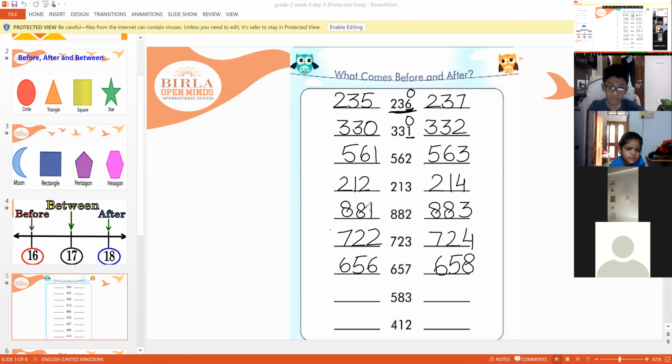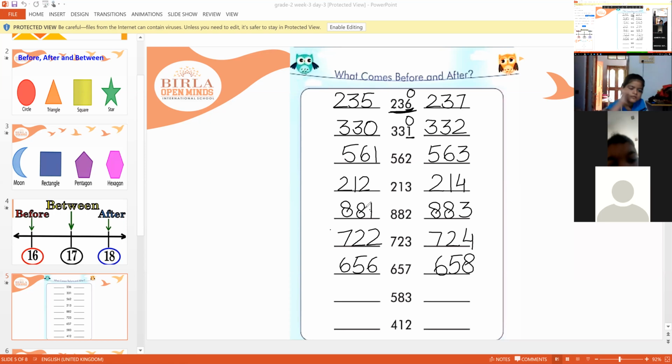Okay, so next one. Hanvika, you tell me the answer for the next one. Which number comes before 583 and which number comes after 583, Hanvika? 582 comes before 583. And which number comes after 583? 584. Very good, 584. Children, keep on writing answers in your notebook.